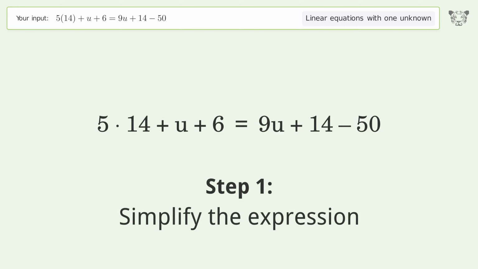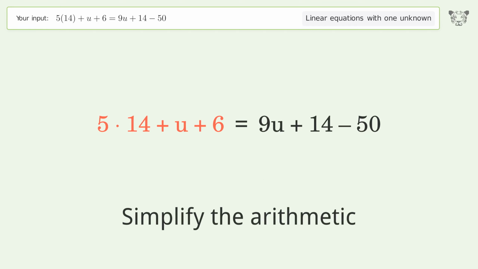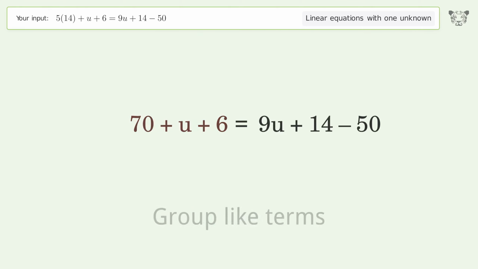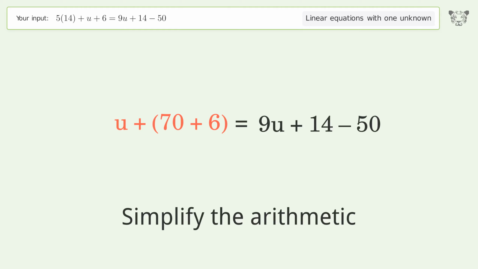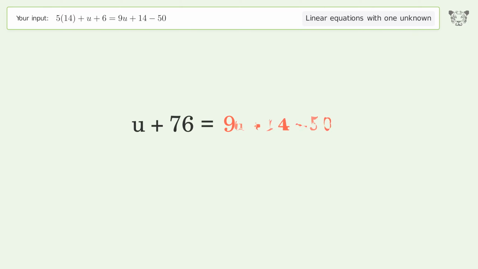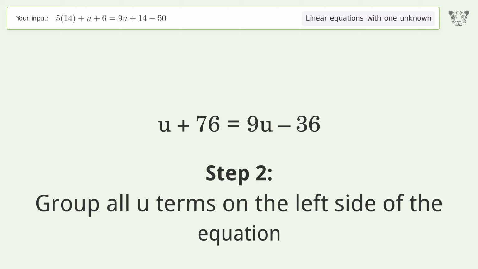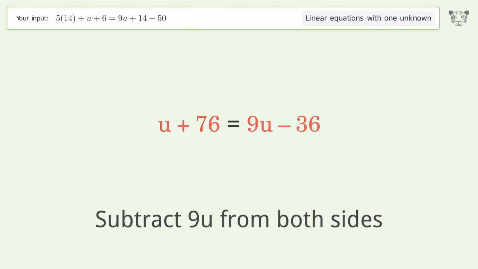Simplify the expression. Simplify the arithmetic. Group like terms. Simplify the arithmetic. Group all u terms on the left side of the equation. Subtract 9u from both sides.